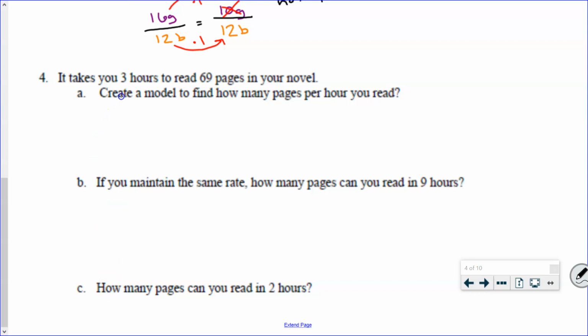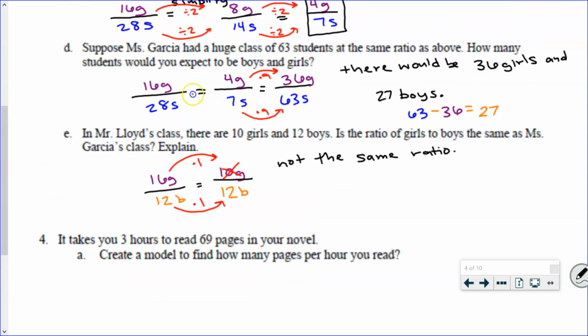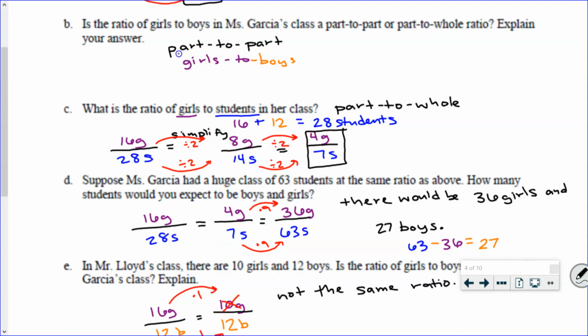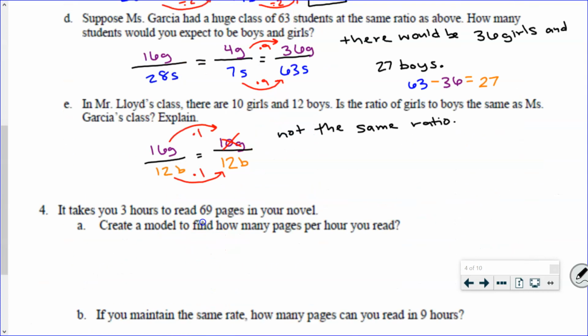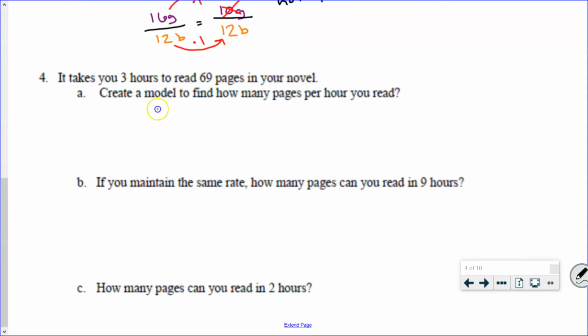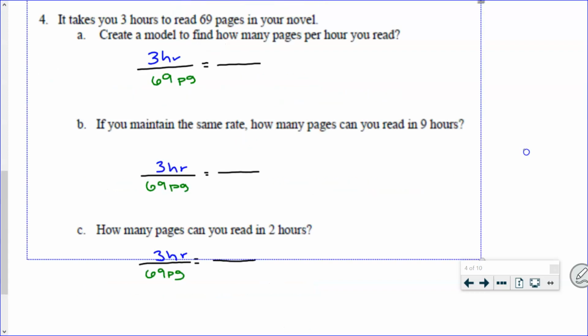Here's what I'm going to do though. When it says create a model, I suggest just showing your work the same way that we have for these other problems. Don't take your time drawing a double number line or tape diagram. Just show your work with those calculations just because you only get 3 minutes. Your time starts now. Ready, set, go. Online learners, pause the video now to give you that time to work. We'll come back together and go over it.